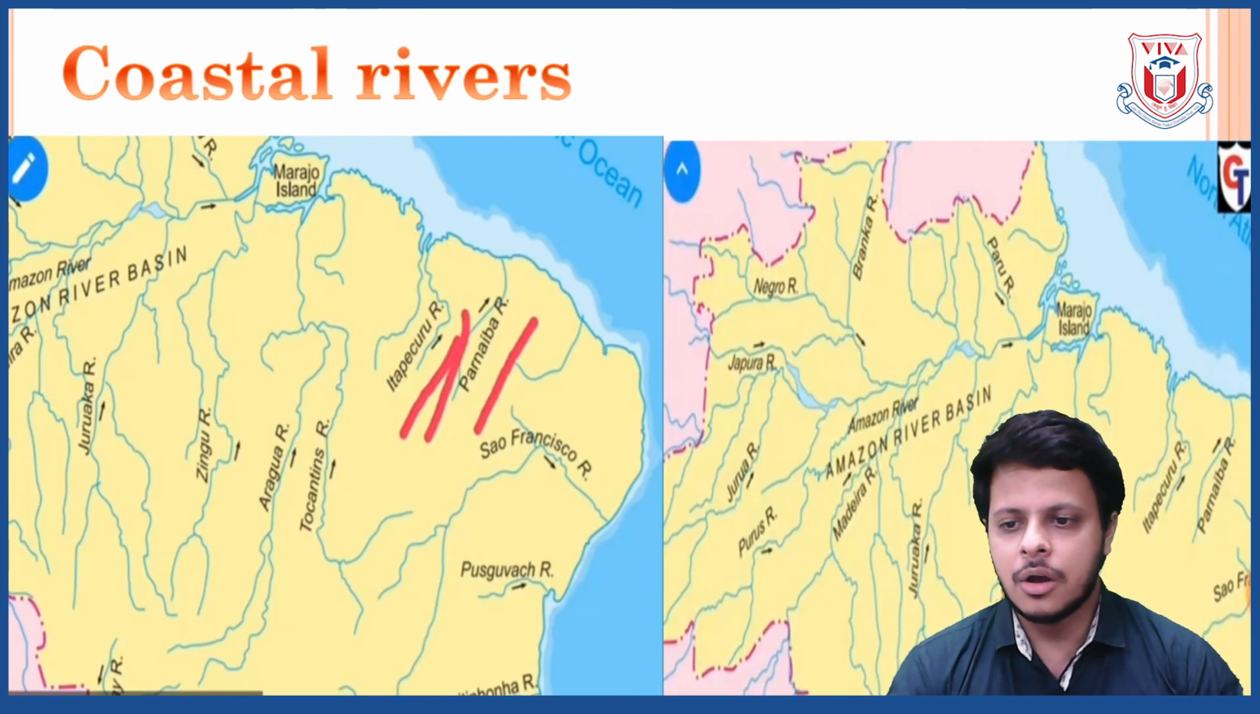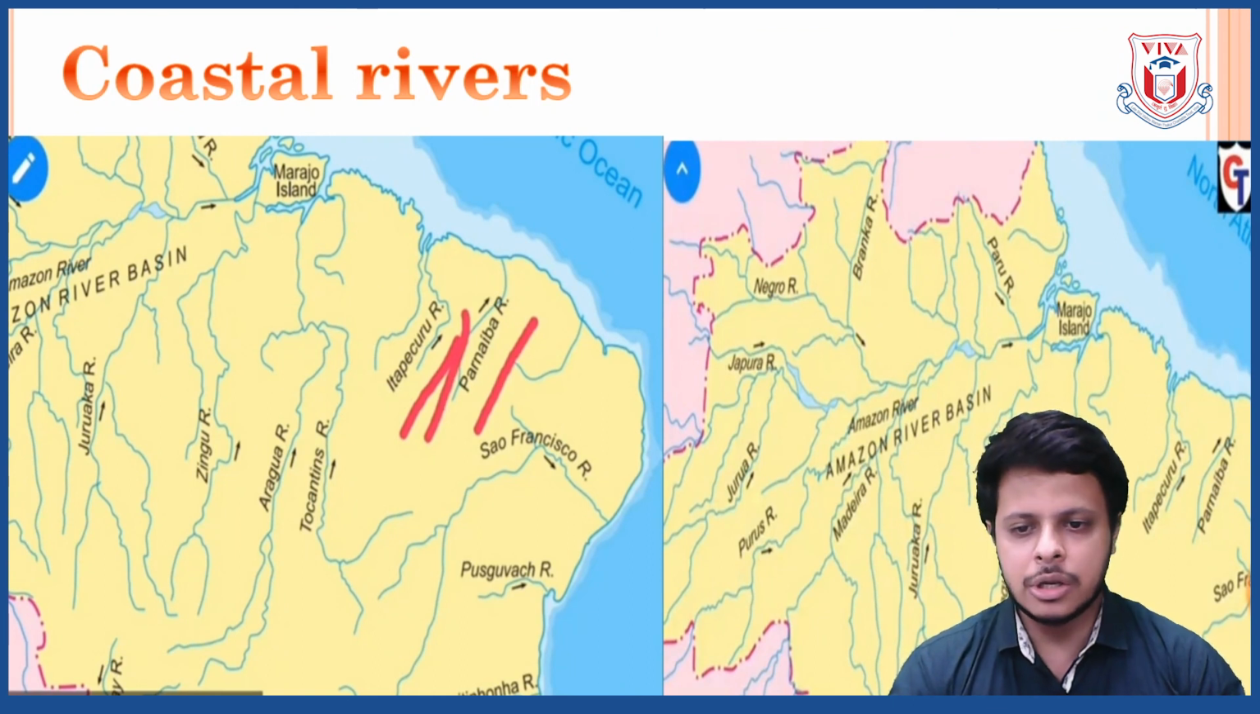So, you can see over here on the map the Paranaíba River and Itapecuru River, and you can also find the Amazon River and its tributaries.